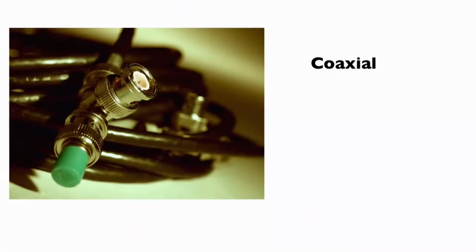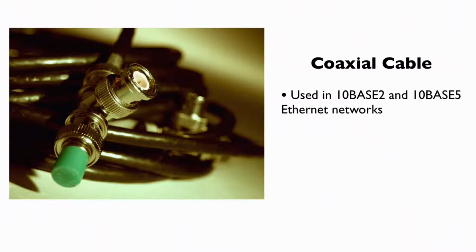One media type that we used to see a lot more of than we do today is coaxial cabling. Coaxial cabling was popular back in the early to mid 90s and late 80s when it was used in 10Base2 and 10Base5 Ethernet networks. We don't see it much anymore, but back in those days, you would have a coaxial cable that would weave its way through your office space, from one desk to another desk, from one office to another office, and workstations like a PC would tap in to this coaxial cable.